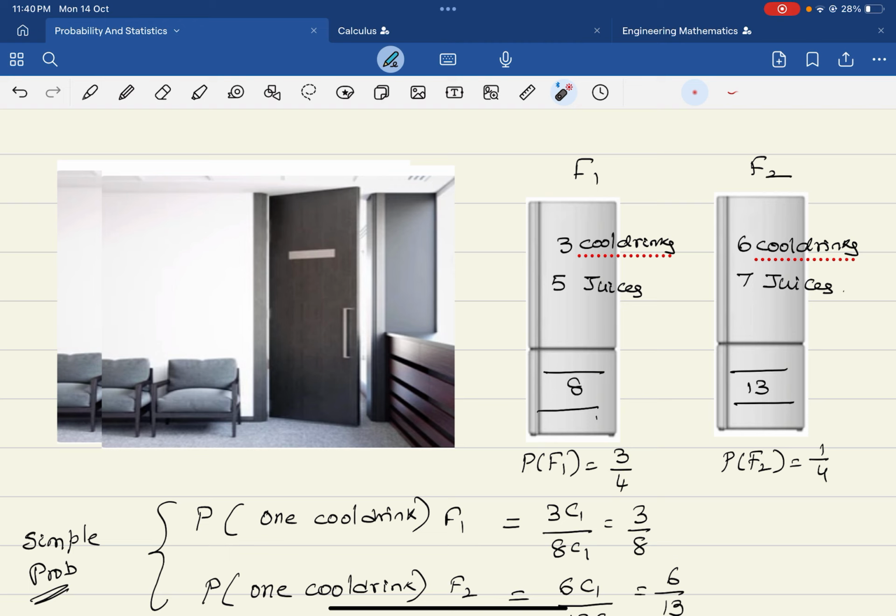If they have given randomly, it means you have to take 50-50 chances. If not, they will give it like this: the probability of F1 is so much, the probability of F2 is so much.